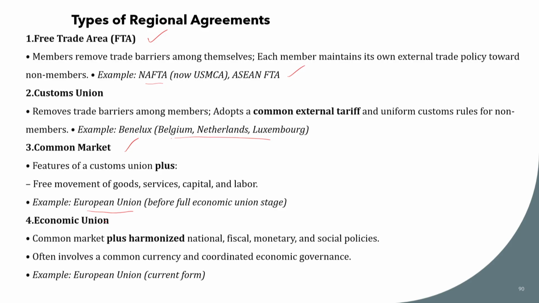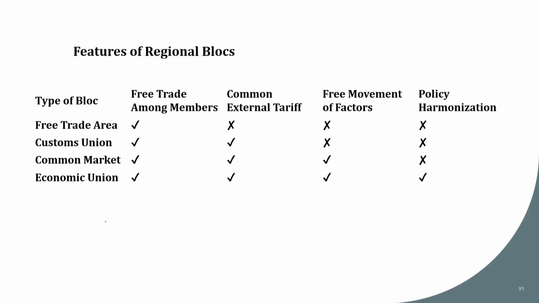So, all the economic policies and trade policies will be harmonized for the entire member countries of the economic union. In our case, this is the European Union. Here it often involves a common currency, as I already mentioned, the euro, and coordinated economic governance. So, the example, as I already mentioned, is the European Union in its current form. This is an example of an economic union.